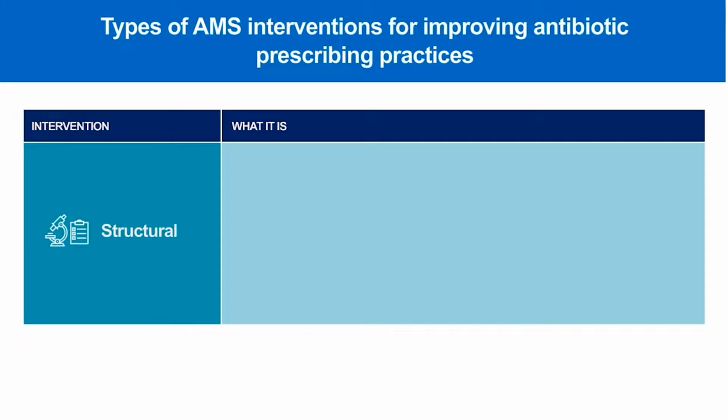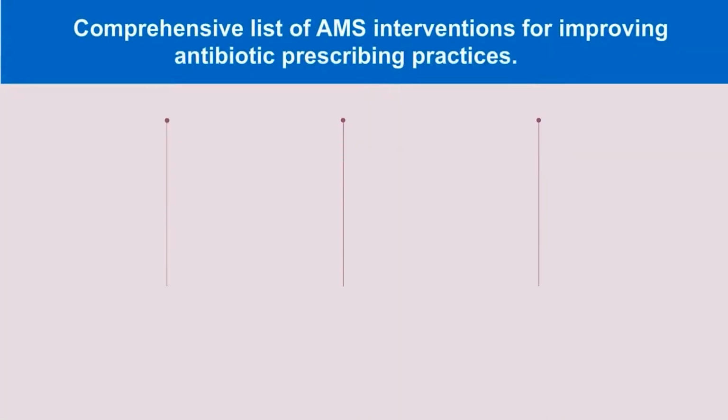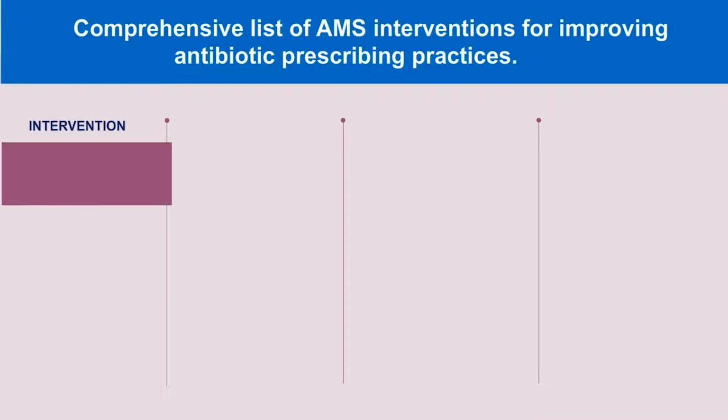Structural interventions include rapid laboratory testing made available, therapeutic drug monitoring. Here is a comprehensive list of AMS interventions for improving antibiotic prescribing practices. Let's start with examples of persuasive education interventions.